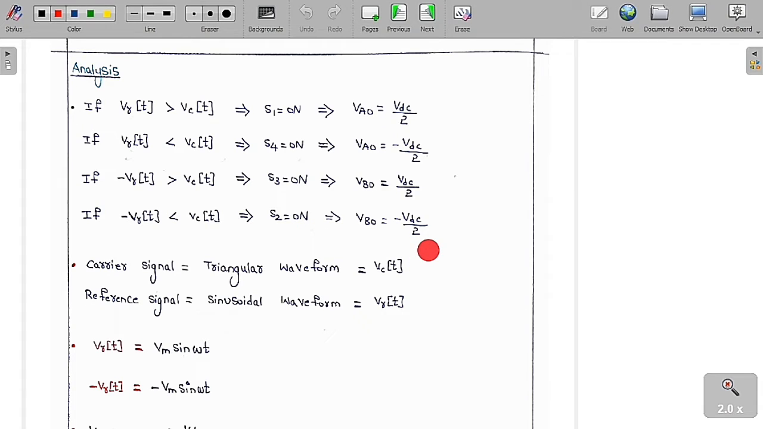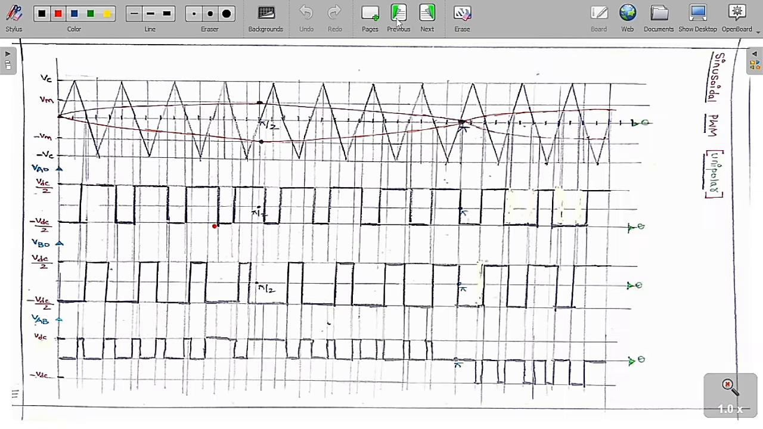Based on these basic principles, try to plot VA0 and VB0. VAB is equal to VA0 minus VB0, so we are going to get the graph that I have already shown you. Based on these conditions, try to plot VA0, VB0 and also VAB. From 0 to pi only one polarity of pulse we are going to get in the output voltage, or the line voltage. So we can say this is said to be unipolar.